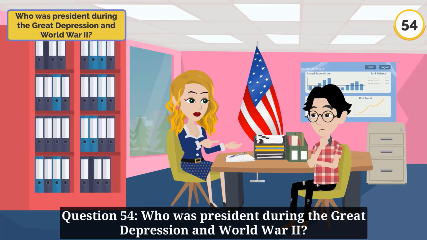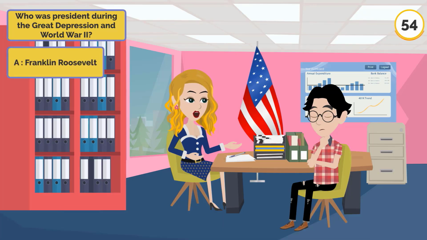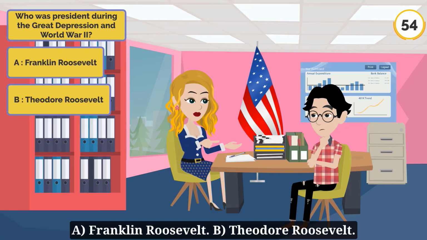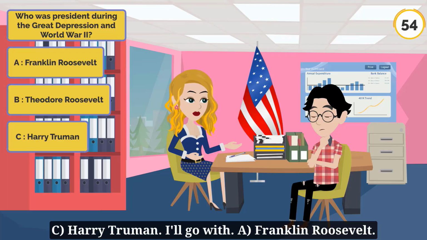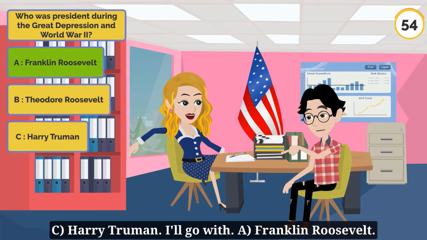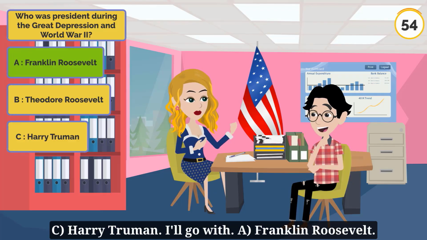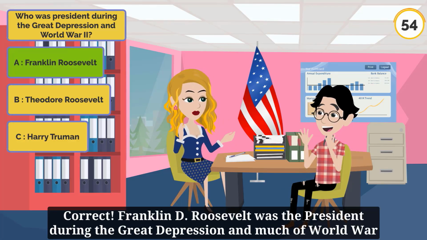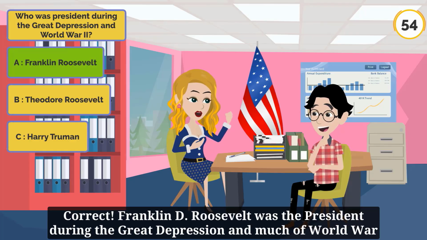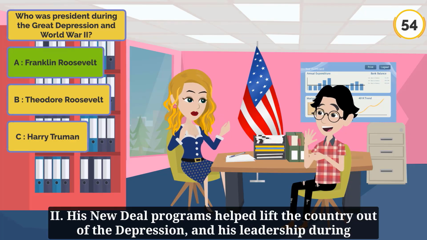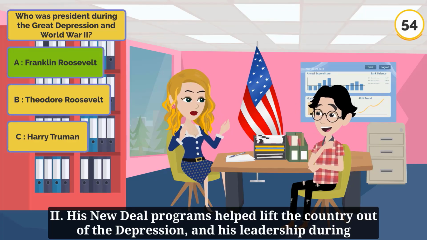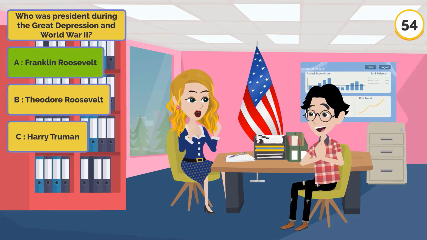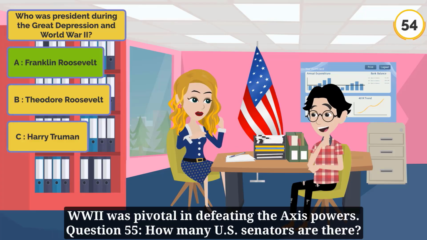Question 54. Who was president during the Great Depression and World War II? A. Franklin Roosevelt. B. Theodore Roosevelt. C. Harry Truman. I'll go with A. Franklin Roosevelt. Correct. Franklin D. Roosevelt was the president during the Great Depression and much of World War II. His New Deal programs helped lift the country out of the Depression, and his leadership during World War II was pivotal in defeating the Axis powers.